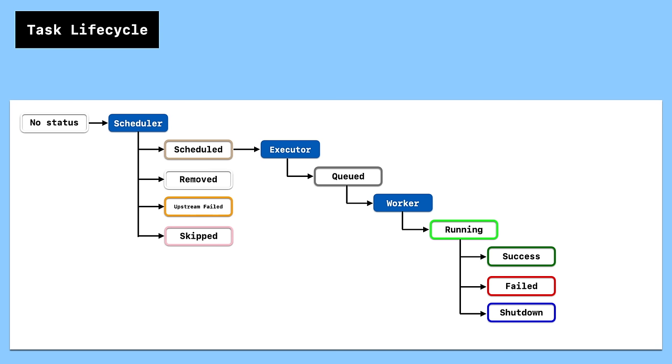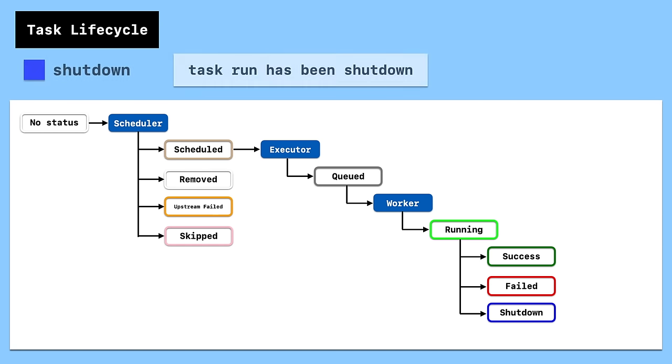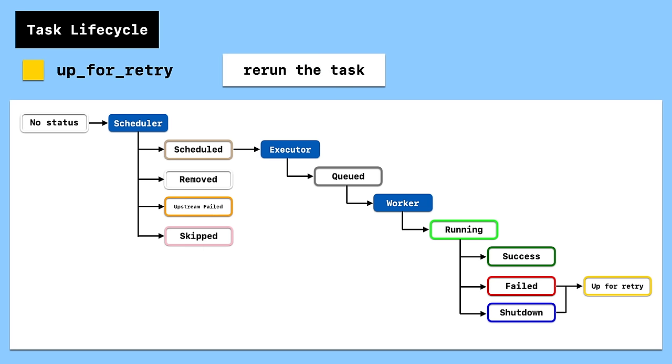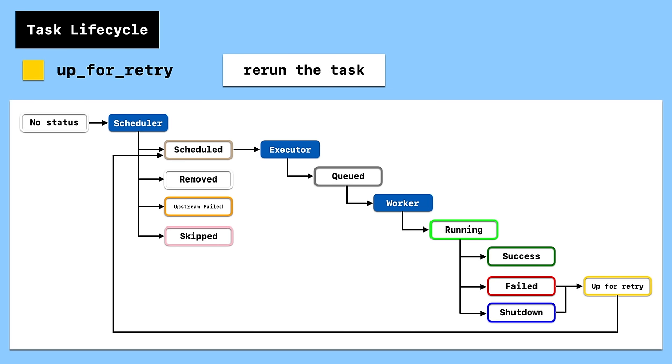Failed means the task fails, and shutdown means the task run has been aborted. In the case of a task in the failed or shutdown stages, if the maximum retry is not exceeded, the task will be forwarded to the up for retry stage, which means the task will be scheduled and rerun after a certain waiting time.